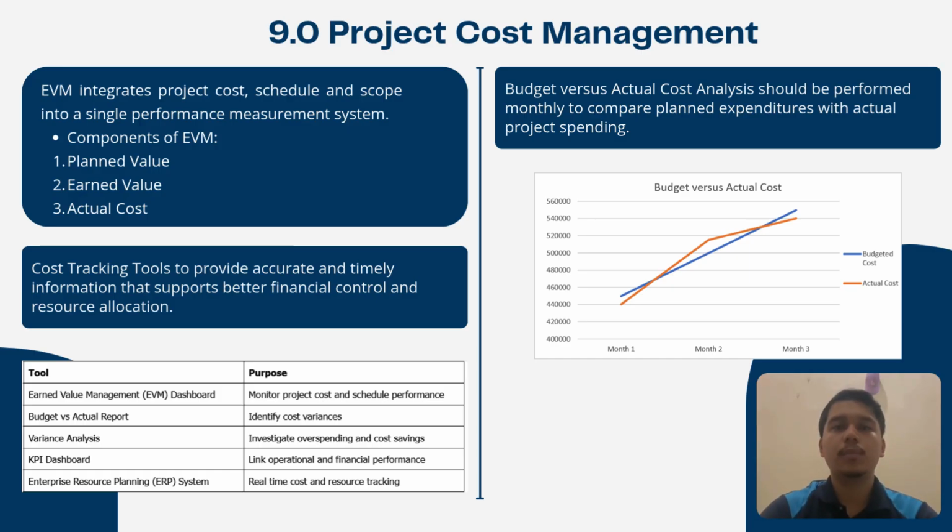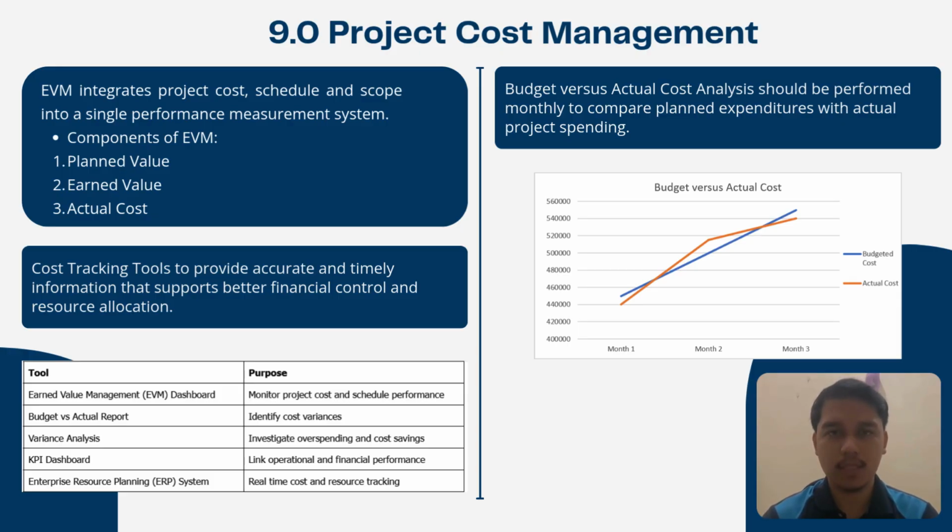For the next section, I will discuss project cost management during the expansion of Inotech Manufacturing. To ensure the project remains within budget, the recommended monitoring technique is Earned Value Management, or EVM. EVM integrates project cost, schedule, and scope into a single performance measurement system. There are three key components of EVM: planned value, which is the budgeted cost of scheduled work; earned value, which is the budgeted value of completed work; and actual cost, which is the actual amount spent on the project. By comparing these values, management can quickly identify cost overruns and schedule delays before they become major issues.